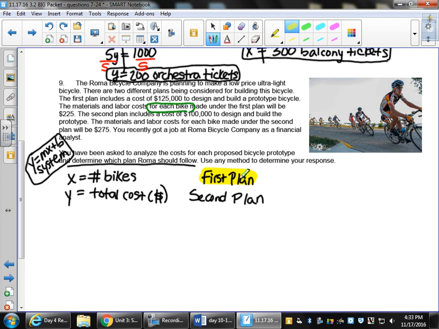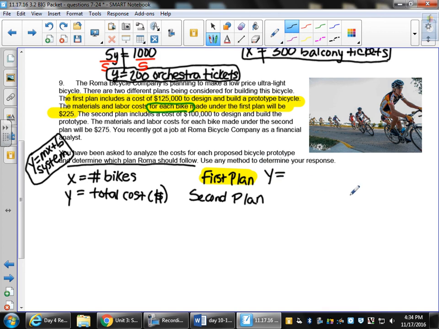Let's go look for information on the first plan. First plan includes a cost of $125,000 to design and build a prototype. Materials and labor made under the first, okay, this is about the first plan too. Made under the first plan, $225. After that, it starts talking about the second plan. So let's just use what we highlighted in yellow to write our first plan equation.